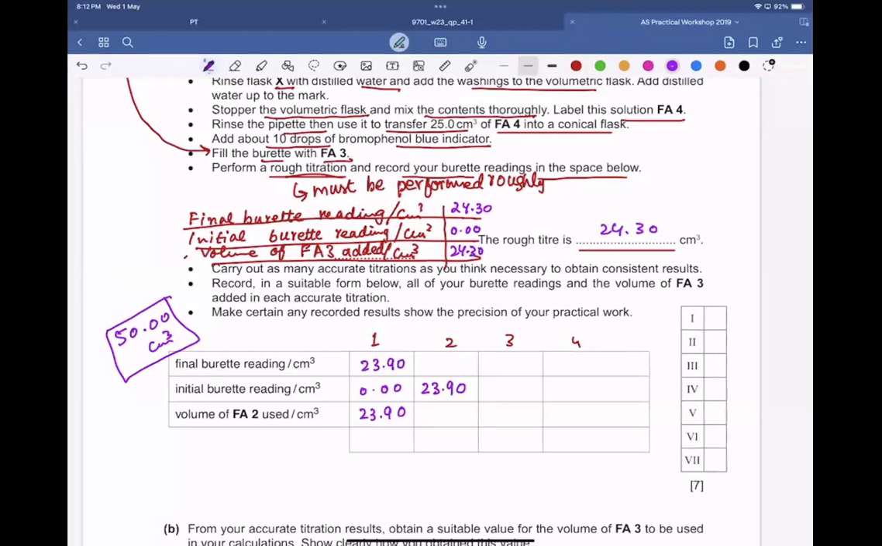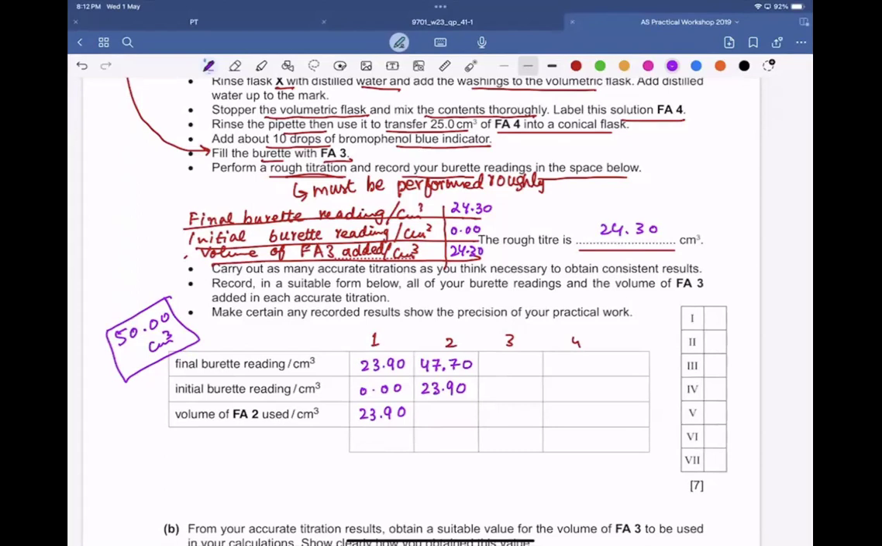Now you are going to perform the second iteration. Now, for example, let's suppose the color changes at 47.70.